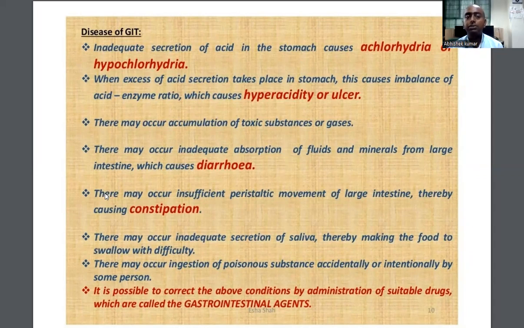Diseases of the GIT. We already discussed hypochlorhydria, inadequate secretion of acid in the stomach, or hyperacidity or ulcer, excess secretion of acid in the stomach. Then we have diarrhea and constipation. So these are some of the diseases of the GIT.